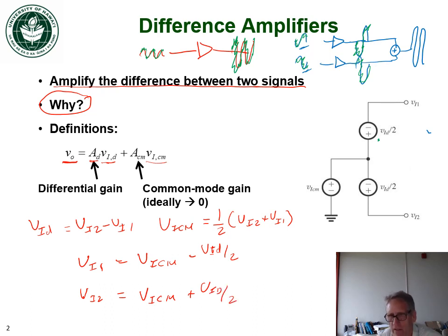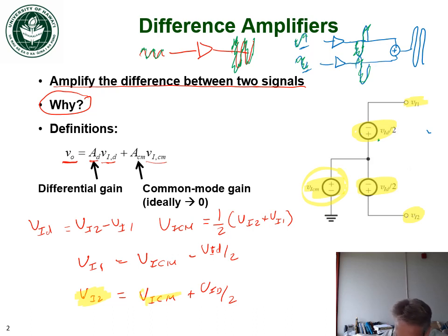over 2. So the circuit diagram for this is shown on the right. What we have here is a common mode input that goes to both sides. And then we have minus VID over 2 for VI1 and plus VID over 2 for VI2. So you can see that VI2, for example, is equal to V common mode plus VID over 2, and that gives us VI2.